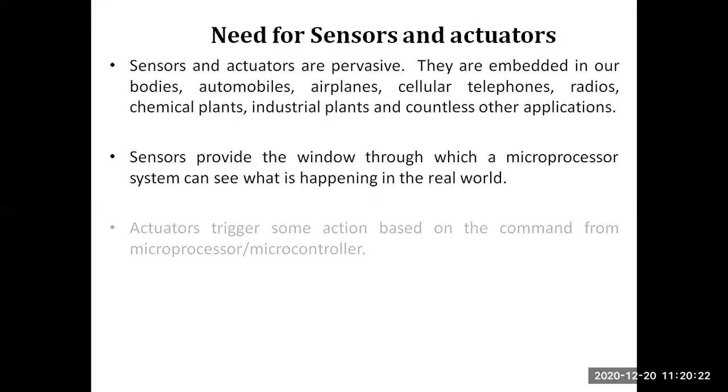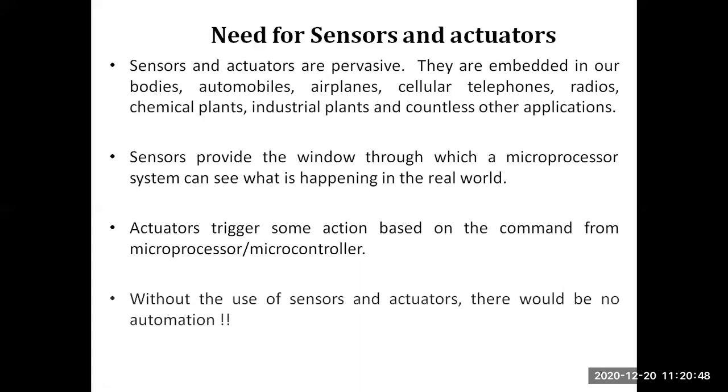In order to act, the actuators play the role of delivering the action. The actuators trigger some action based on the command received from the computer, or you can say the microprocessor or the microcontroller, and based on that action some job gets done. Some actuation happens, the intended activity happens, and through this we can confidently say that without the use of sensors and actuators there would be no automation.